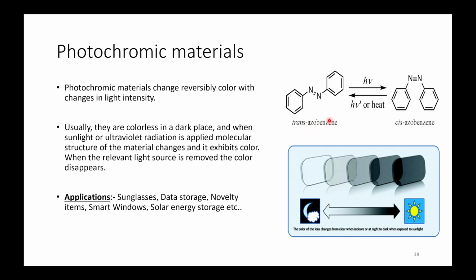Now this is how chemical structure changes for trans-azobenzene. When we apply light, it will change into cis-azobenzene. So these both will have different colors. And for making glasses also, if we are going from a dark place to a place with high sunlight, this glass will change its color and it will protect our eyes from sunlight.